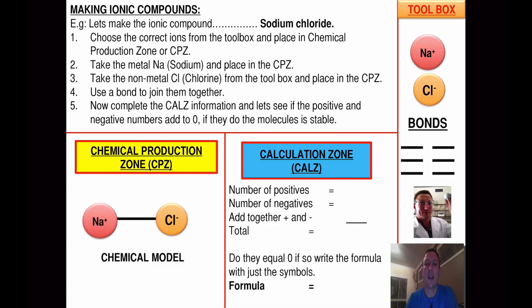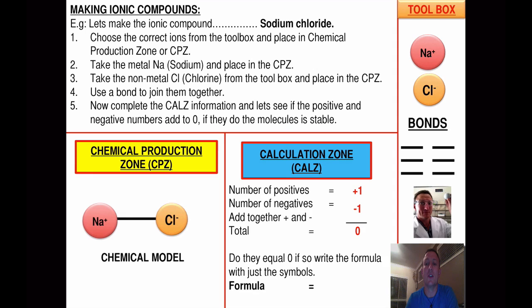What we have to do here is, firstly, look at the number of positives. How many positive ions have we got? Well, if we look, we've got 1 positive, being the sodium. So it's +1. Then we look at the number of negatives. We've got 1 chlorine, which has a charge of -1. So there's the -1. When we add the positives and the negatives together, +1 plus -1, we get a total of 0. Yeah! We've basically made sure that our compound is stable.